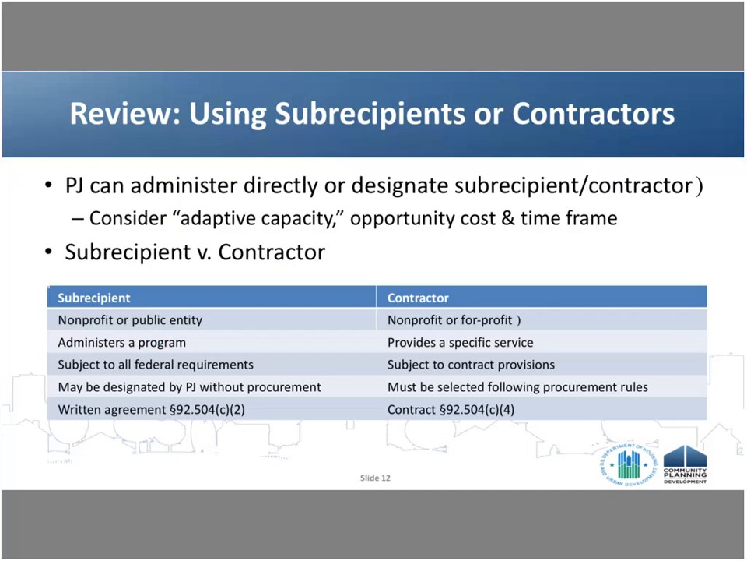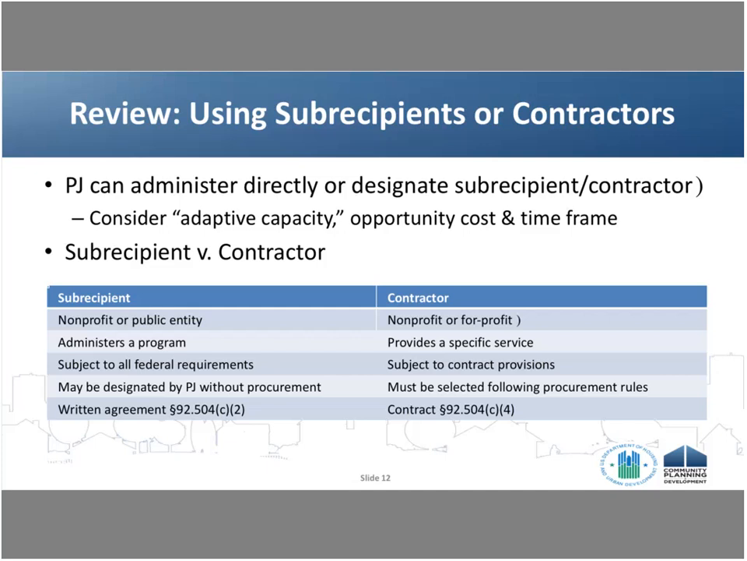Now, one of the things that I mentioned last time, and we got a number of questions, so I'm going to go back and re-anchor us in this discussion a little bit as well, is using subrecipients or contractors. As I pointed out, you are permitted to use subrecipients or contractors to help you administer the program, and you may recall from that presentation that I actually talked about three things that come into play in your consideration, what I called adaptive capacity, opportunity costs, and the time frame of the program.